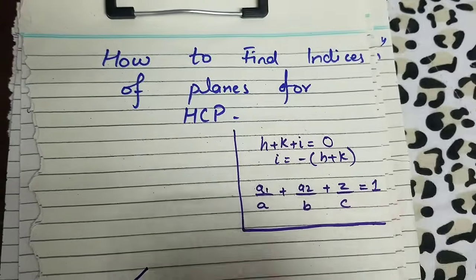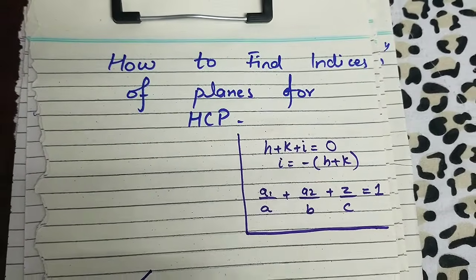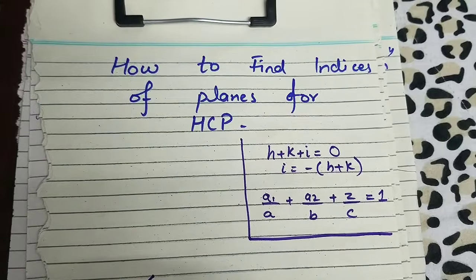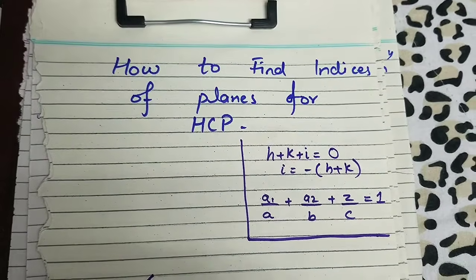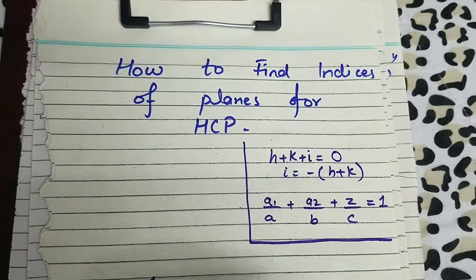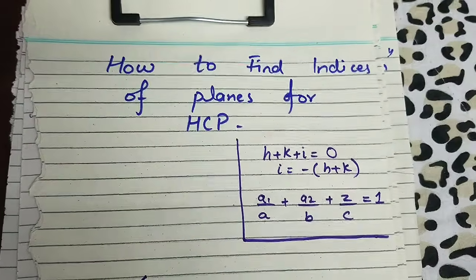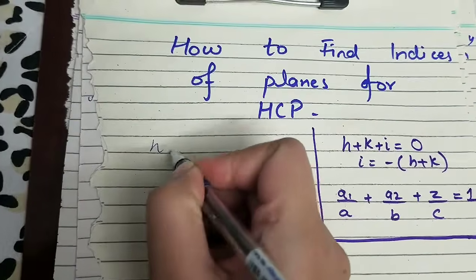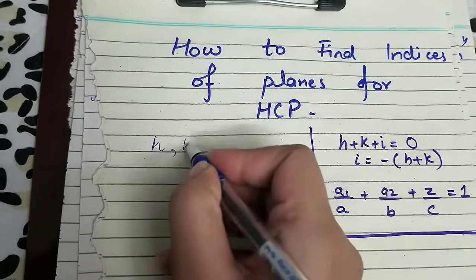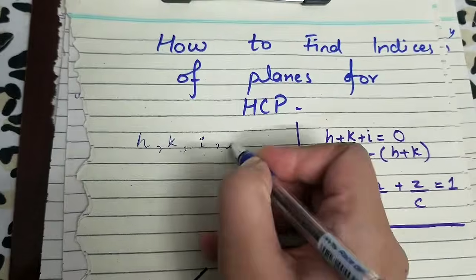So here we'll be finding 4 indices for planes in HCP, and we find 4 indices similarly for directions in HCP. Now those indices are called H, K, I, and L. H is the first index, K is the second, I is the third, and L is the fourth.